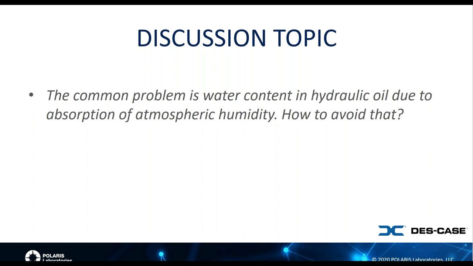So the way to prevent that is to prevent the water from getting into the system. And the easiest way to do that is to use a desiccant breather. So as a system breathes and the air is pulled in from the outside, the air would pass through a desiccant breather, which contains silica gel, and removes that moisture.